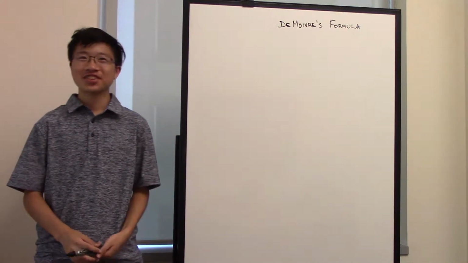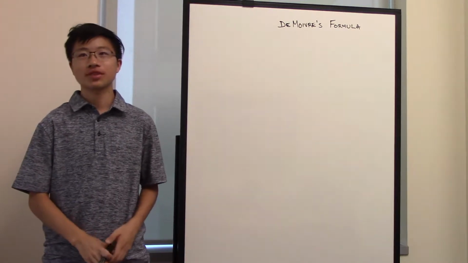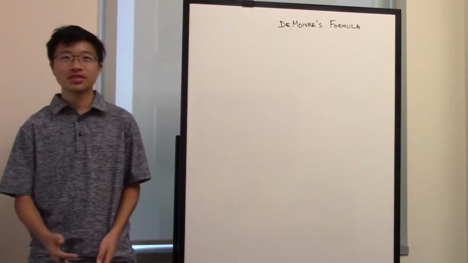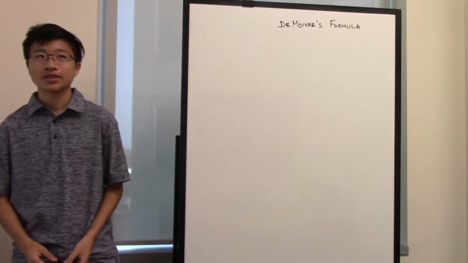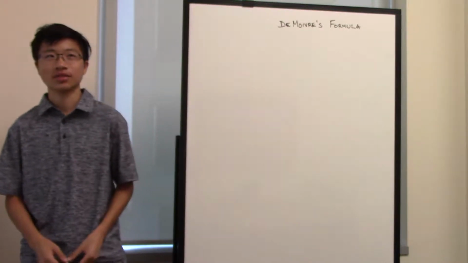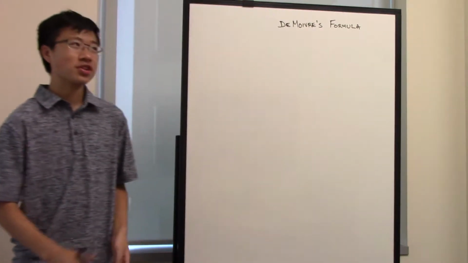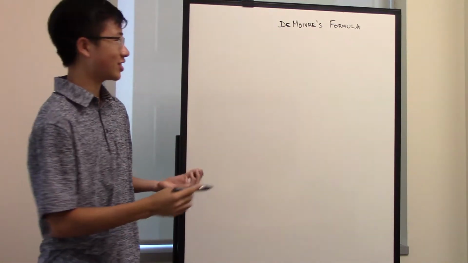I often hear that students who are struggling with high school math tend to approach math as an exercise of memorizing various formulas. Many students don't realize how different areas of math are actually related to one another. Today I'll be talking about DeMoivre's formula as a way to illustrate how different areas are connected. So DeMoivre's formula is basically a connection between trigonometric functions and complex numbers.